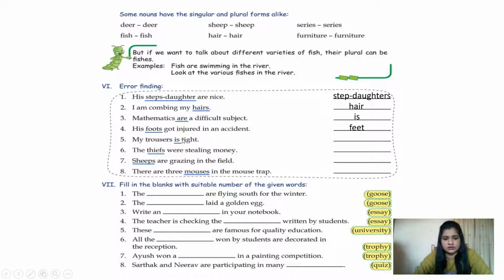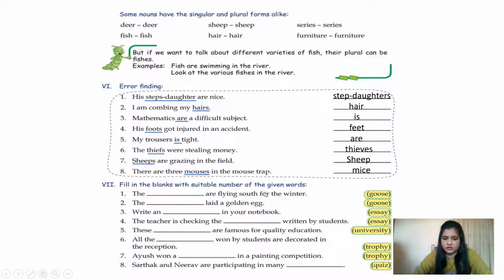My trousers are tight. Is tight. It is wrong. Are tight. The thieves. Children, it is wrong spelling. So, V-E-S. Sheeps. Just now we have read here, sheep. Plural will be sheep only, are grazing in the field. These are 3 mouses. Do we write mouses? What is the plural of mouse? Mice.